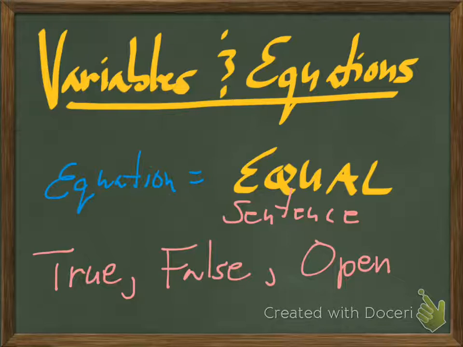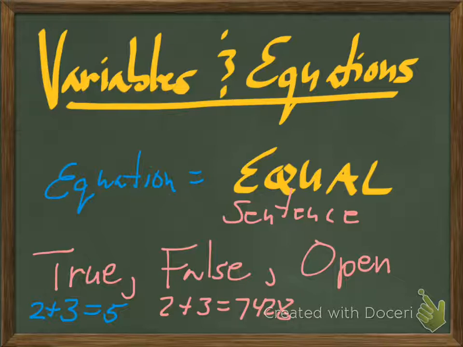An example of a true equation or sentence would be something like 2 plus 3 equals 5. We know that to be true, and so the left side and the right side are in fact equal, so that is a true sentence. On the other hand, I could write 2 plus 3 equals 7,428, and that would be a false sentence because 2 plus 3 does not equal 7,428.